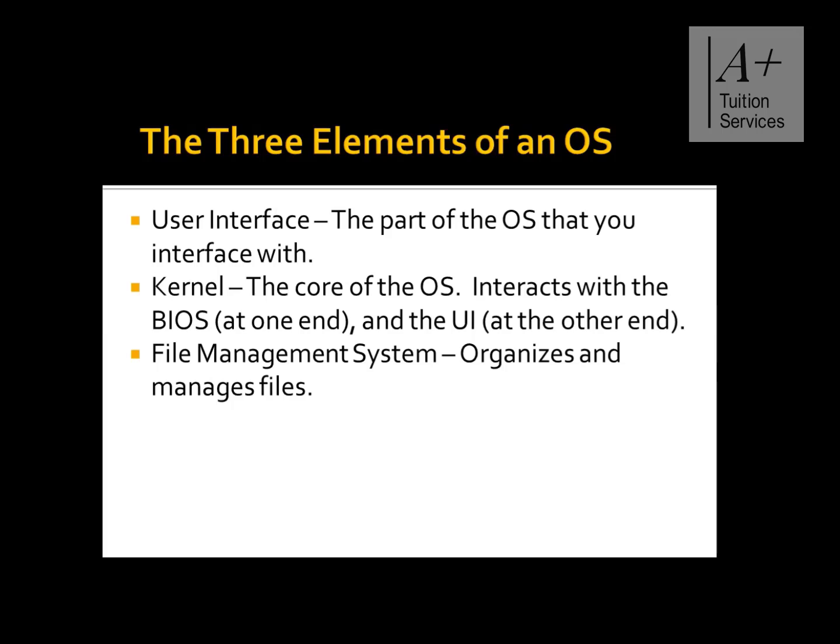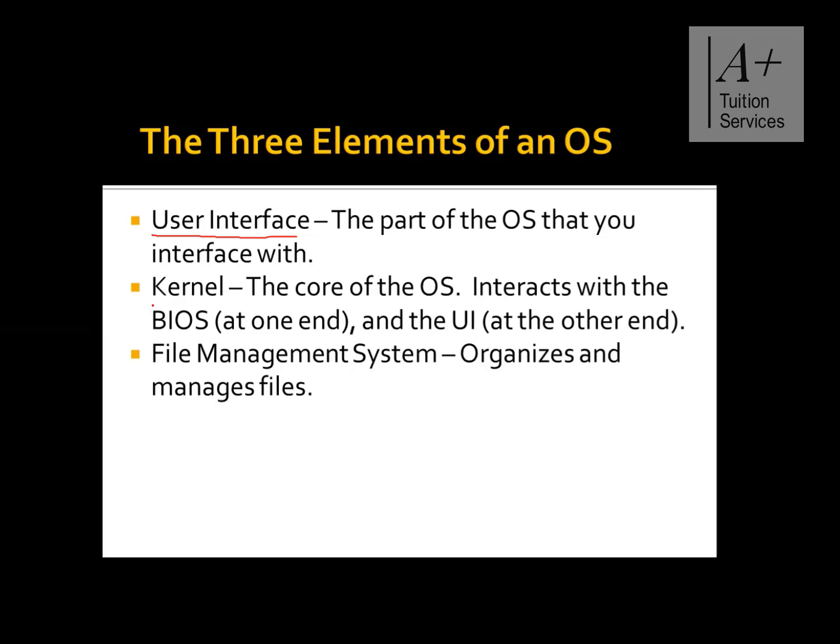There are three elements of an operating system. There's a user interface. This is the part of the operating system that you interface with. The user interface is basically user friendly, and this is what humans learn in order to operate a computer. We know right click, we know to double click to go into a file, what to search, how to search, where to search, and so forth.